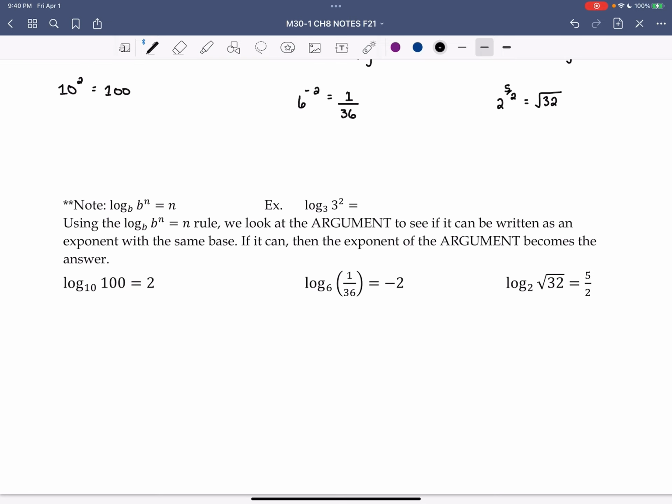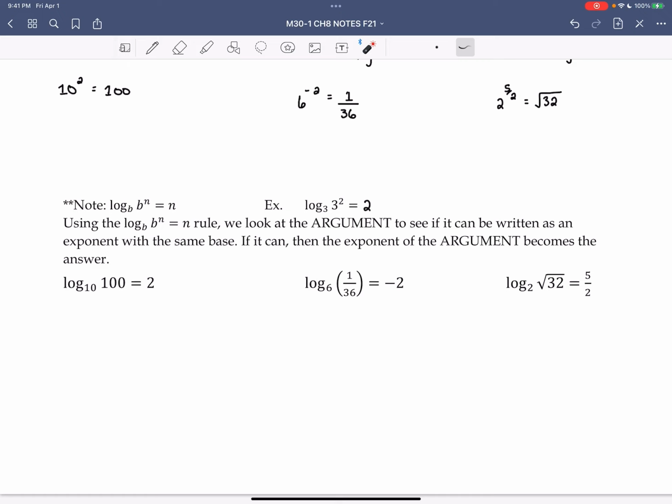Note, log base b of b to the power of n equals n. For example, log base 3 of 3 to the power of 2 equals 2. So when we have the argument written as a power of the base, the answer to the log is the exponent on the argument.